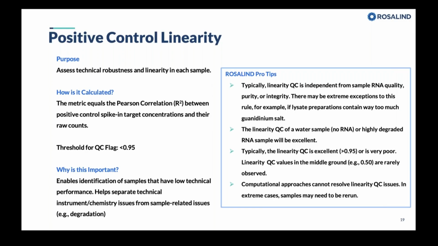So, no metric is perfect. This is not giving you information about your actual RNA sample, but it's giving you information about the performance of the assay at a technical level. And similar to the imaging quality control, I typically see this working really, really well, 0.95 or higher, or it just fails completely. In my experience, I don't think I've ever seen linearity values in the middle ground, like 0.5. Not to say that doesn't happen, but typically that's not what you're going to see.